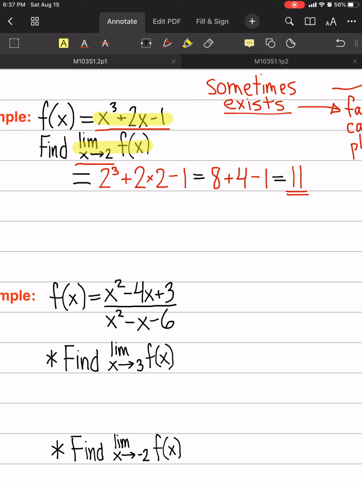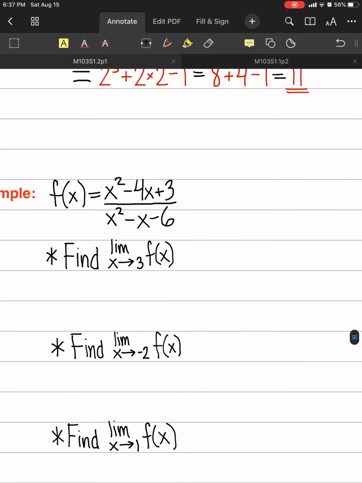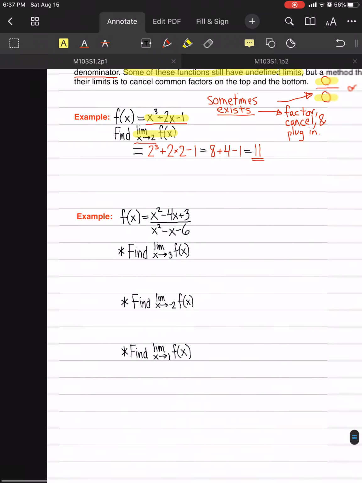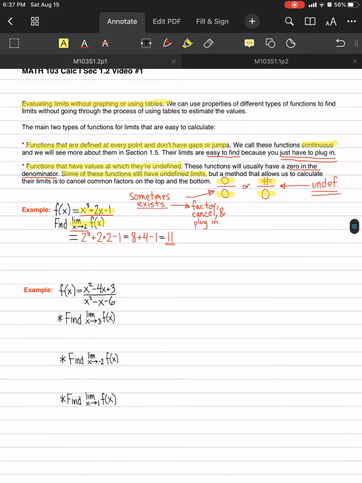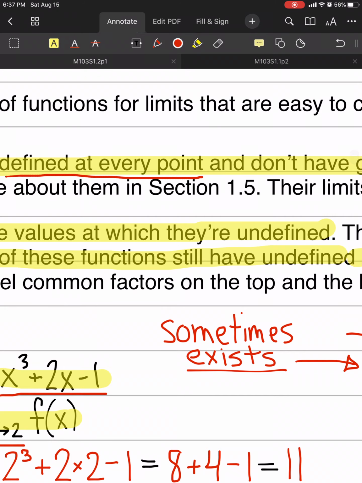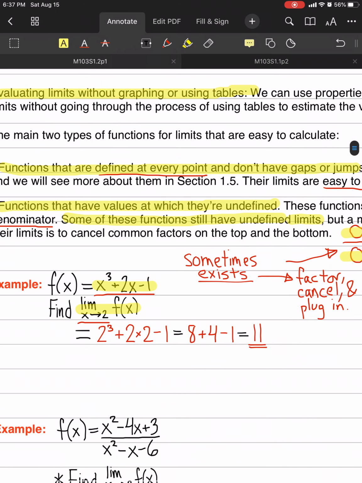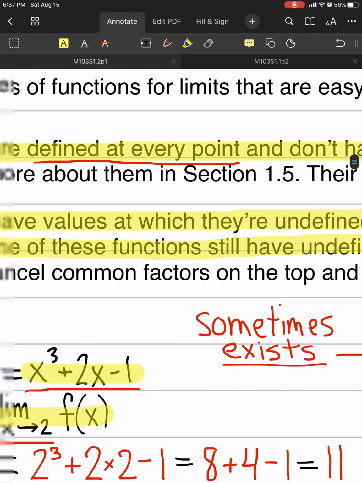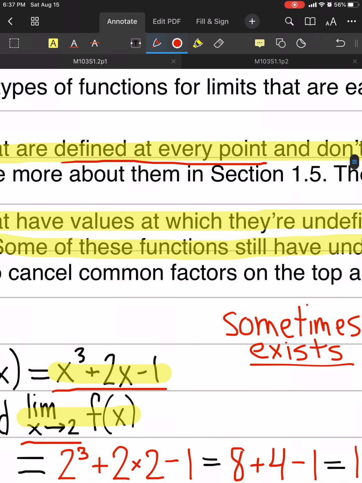All right, so next up, we are going to look at another function. Now, you might guess that our first function was a function that was defined at every point and didn't have gaps or jumps. So our next example is going to be a function that has values at which it's undefined.